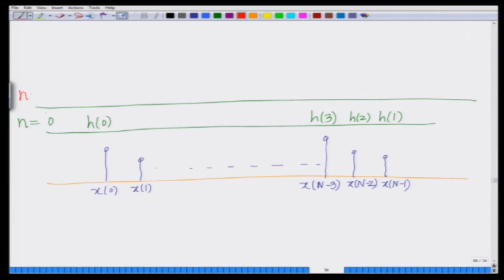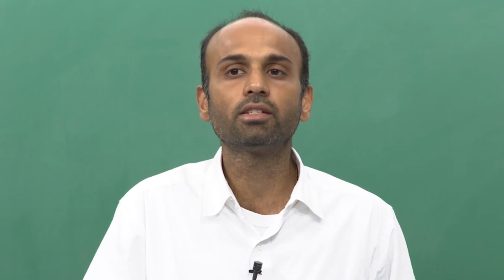Now, look at n is equal to 1, we have something very interesting. We have h of 0 multiplying x of 1, h of 1 multiplying x of 0 plus h of 2 multiplying x of n minus 1, h of 3 multiplying x of n minus 2, h of 4 multiplying x of n minus 3. So, what you can see is the coefficients of the channel are moving in a circular fashion over the transmitted symbols, right.